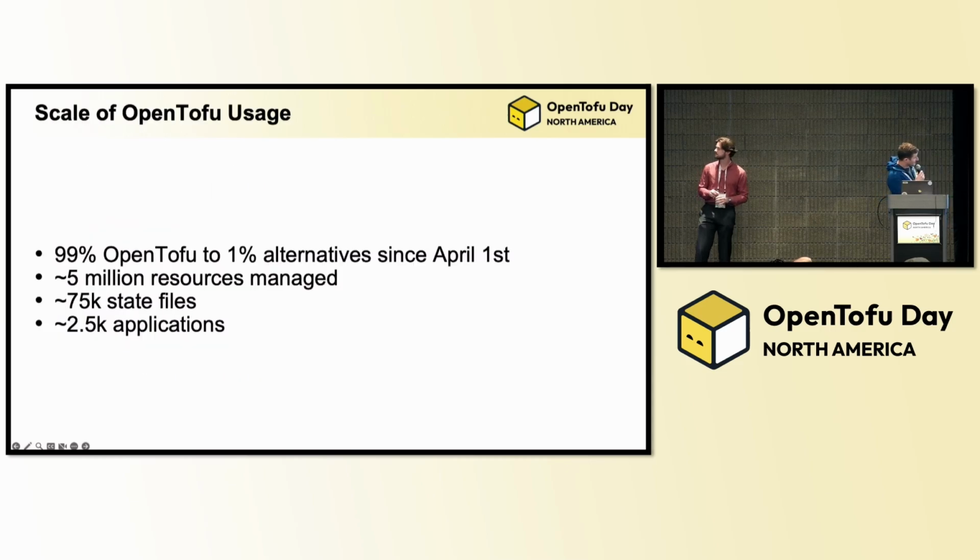All right, so let's give some context on the scale of OpenTofu usage at Fidelity. So we have about 75,000 state files that manage about 5 million cloud resources, and that represents about 2,500 applications using those state files. And when we originally wrote this, 99% Tofu usage was correct. This isn't correct anymore. As of last week, we only allow the Tofu CLI to use the state backend. So this is effectively 100%.